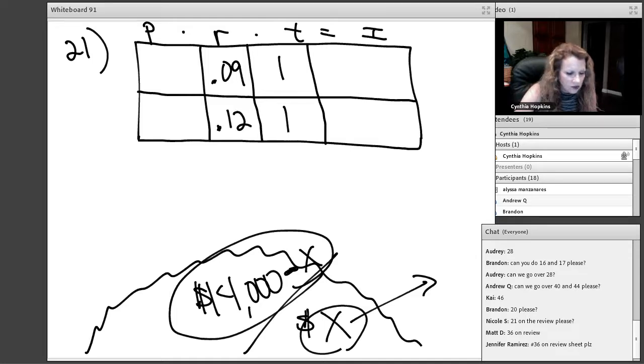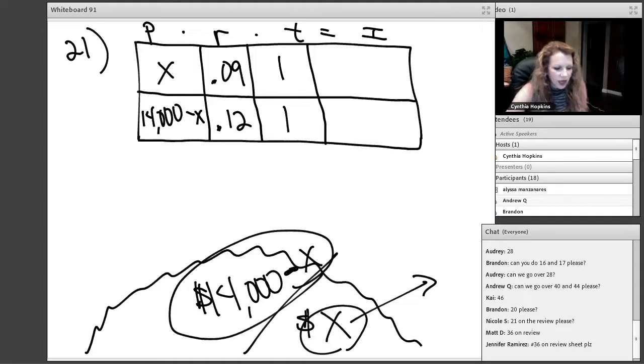How much are we going to invest in each? Well, I don't know either one, so I'm going to call one of them X, and the other one is going to be 14,000 minus X, like we talked about here in my little pile of money. If I add those two under P together, my X's will cancel when I add them, and I'll get 14,000 as my total, and that's exactly what I have.